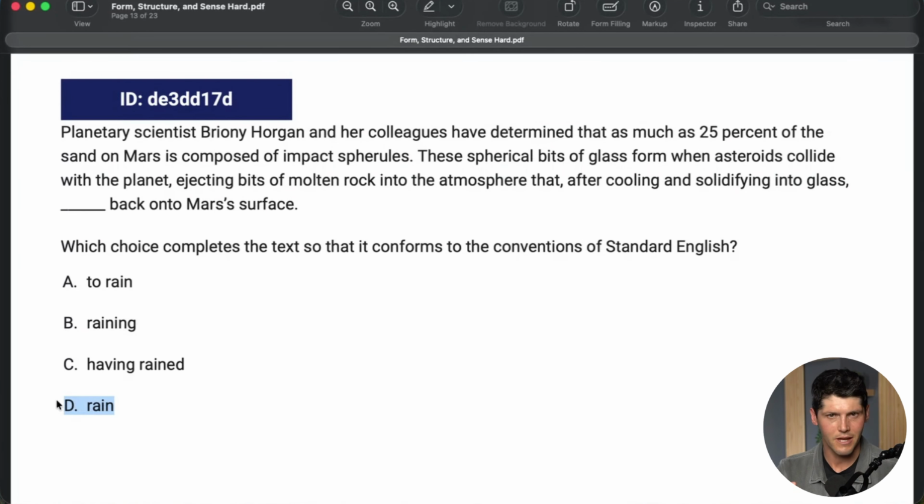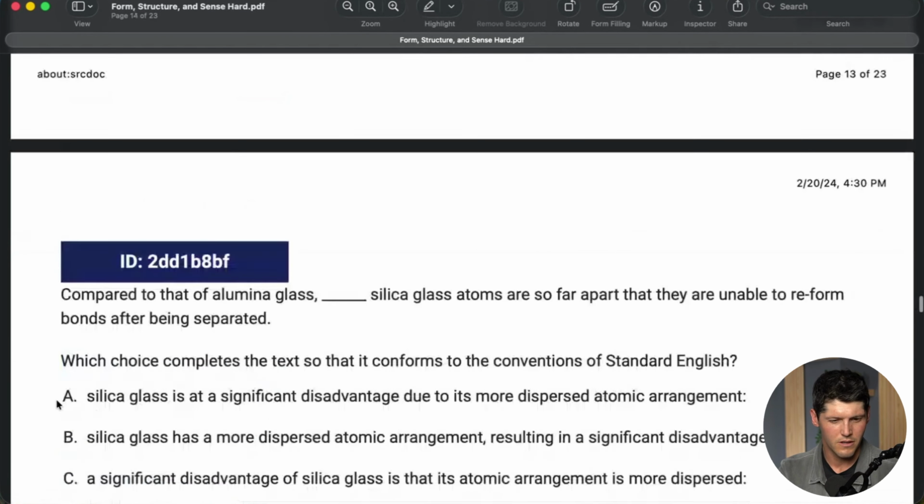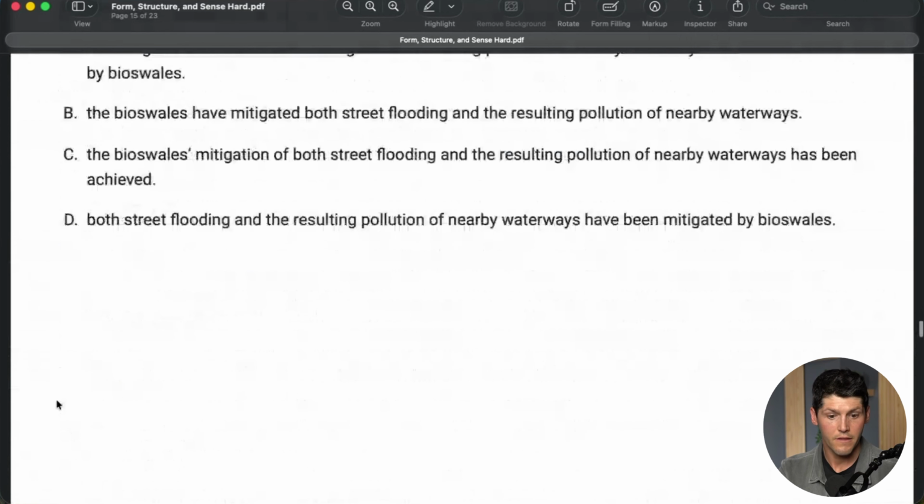The game that the test makers, your opponents, are playing is they're distracting you with impact spherules and 25% of the sand on Mars. None of that matters. All that matters is you have a verb question and you know what game you're playing, okay? So now I'm going to show you, let's see if I can find a third, one more type 2 question. Is this one? Yeah, this is one.